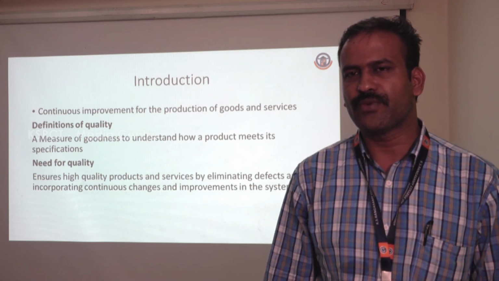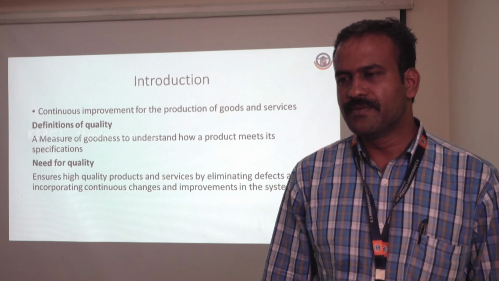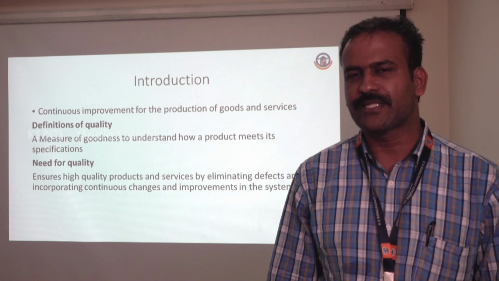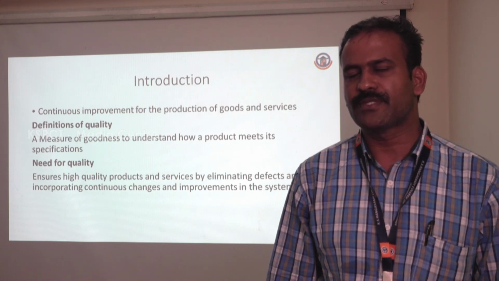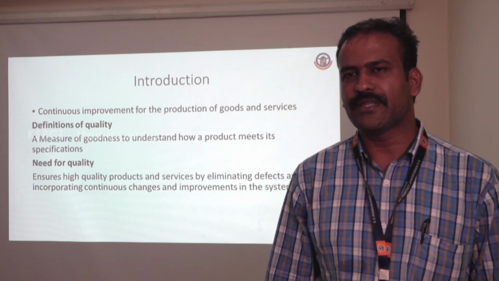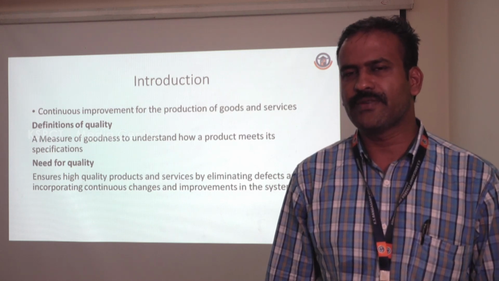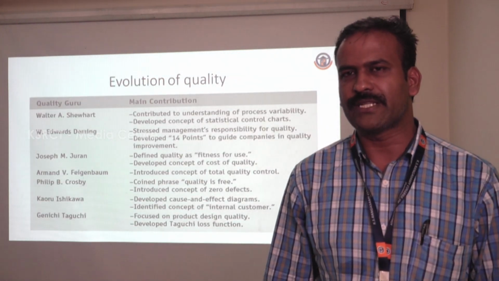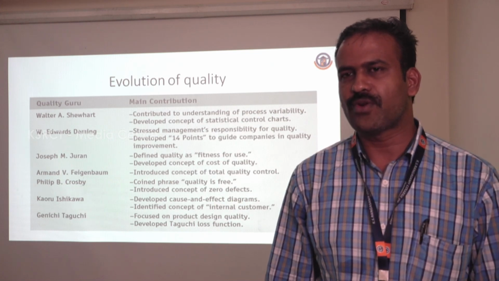Then need for quality. Why do we go for quality? What is the need of quality? It ensures high quality products and services by eliminating defects and incorporating continuous changes and improvements in the system. For any product or system, we are continuously giving improvements and improving the standards also. That's why we need quality. The next one, evaluation of quality. What steps have passed over the past years so that now we are achieving quality at 100%?